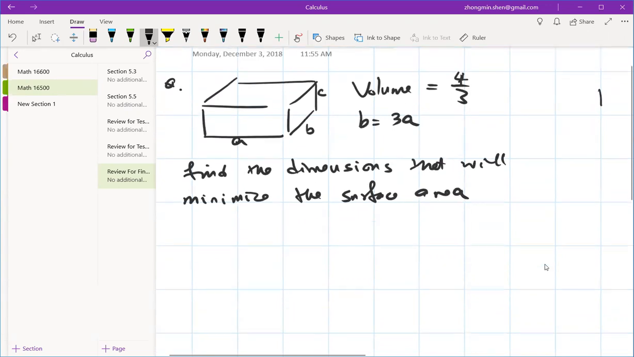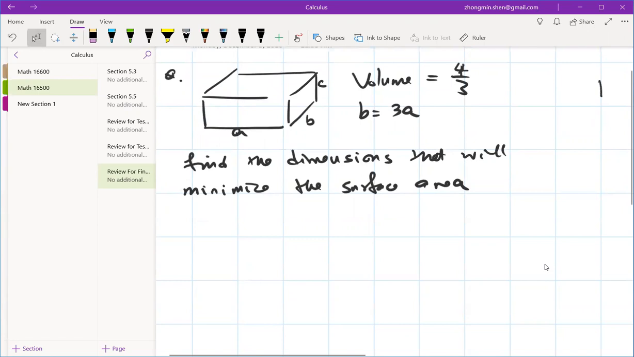Right. So you draw the picture, right? What should you do next? Find the formula for the surface area. So write down what you're given. So ABC equals 4/3. Okay, this is a given, the volume. We are also given B equals 3A.